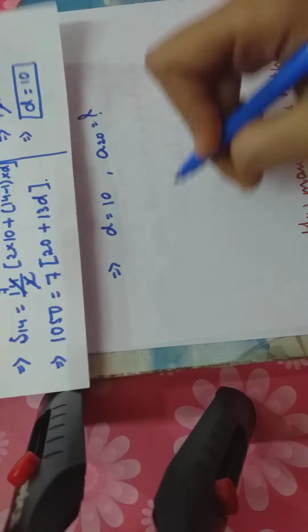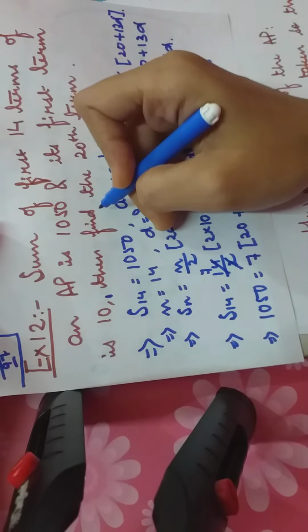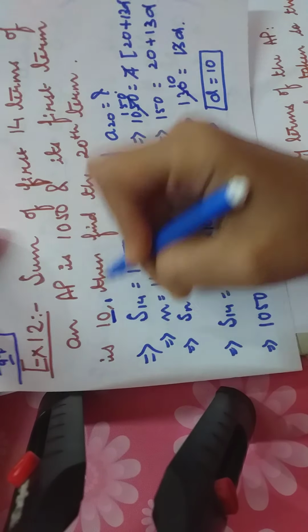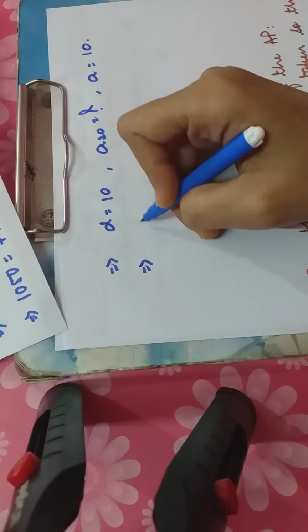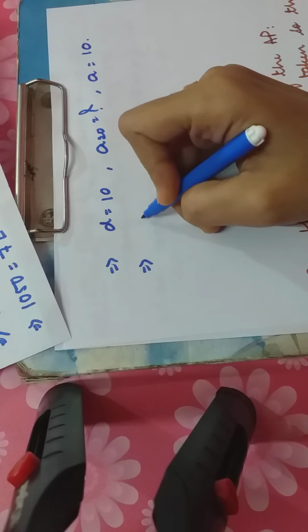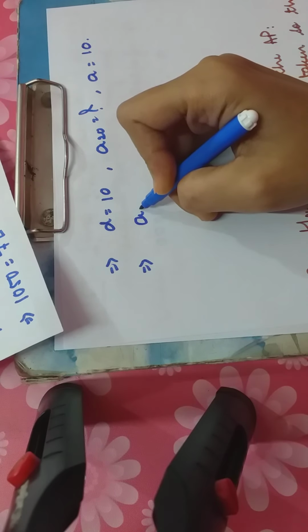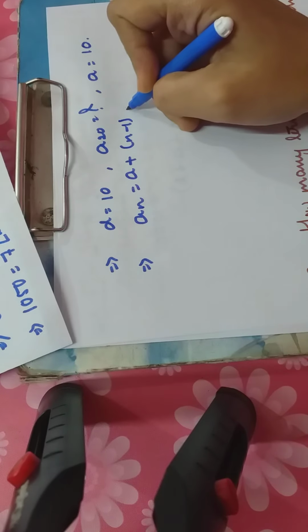And see, the value of A is given in the question itself. The first term is mentioned in the question, that is the first term is 10, okay. So this is the formula you have already studied in the past videos, that is the nth term formula. So the nth term formula of an AP is what? An equals A plus n minus 1 into D.